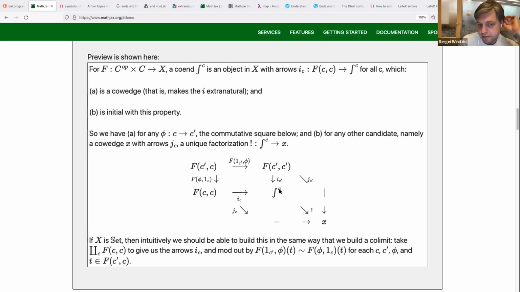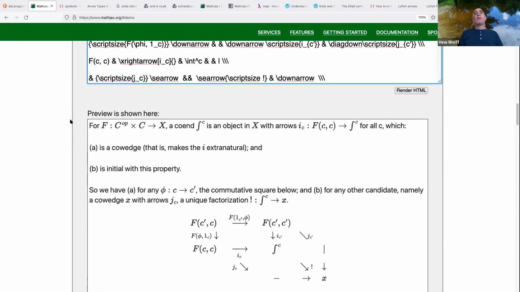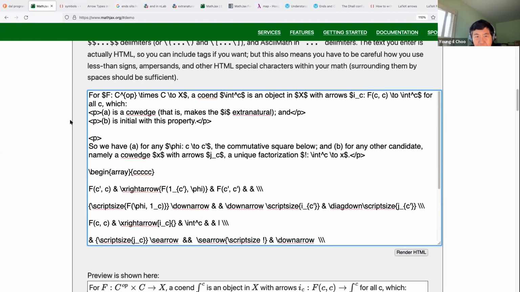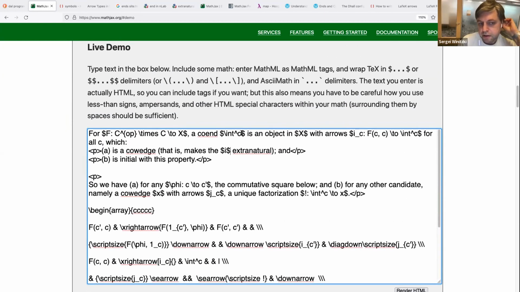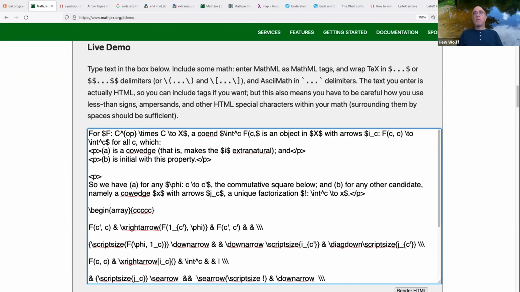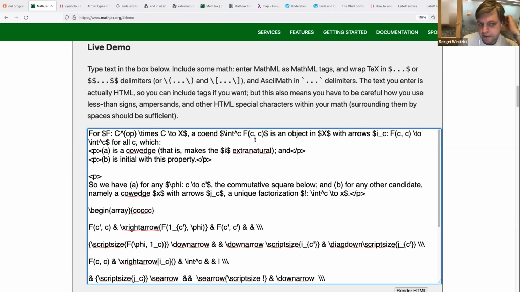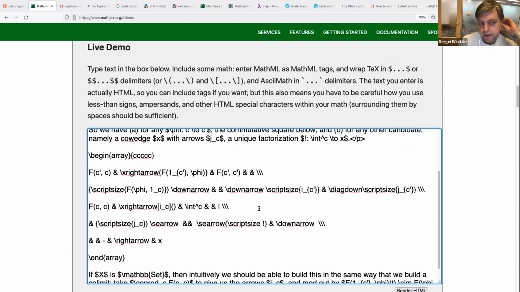Shouldn't there be an argument? Shouldn't there be a term after the integral sign? Yeah, capital F maybe, and then it would be F of CC. That's right. You're right. Integral of C, F(C,C). That's more clear. So it does not actually depend on the objects on the left.